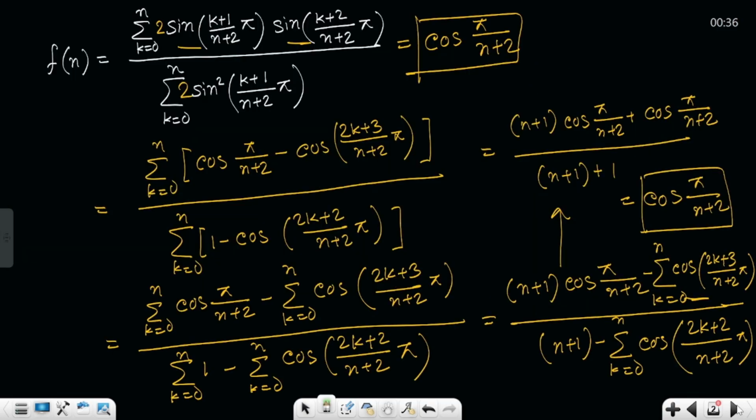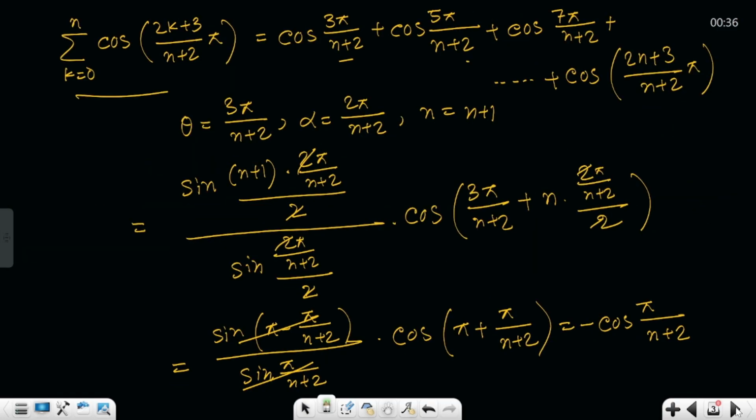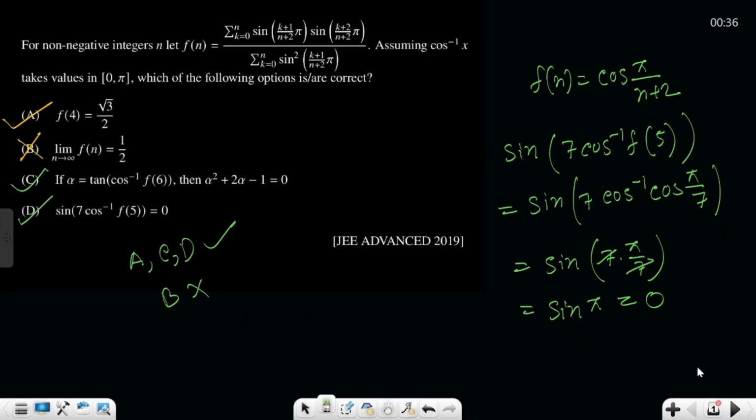So this type of problems are important in JEE Advanced. Okay, you should do this type of problems.